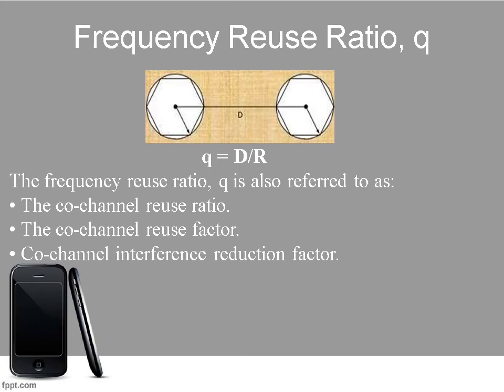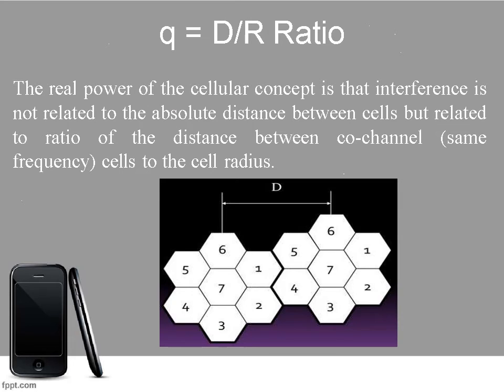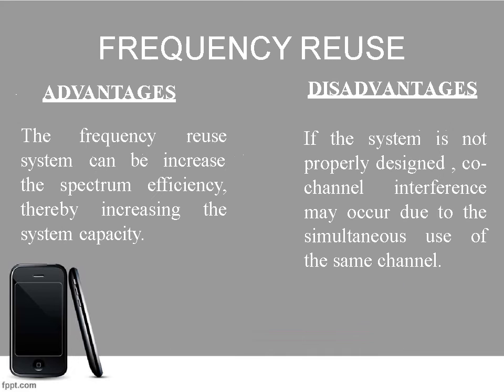So frequency reuse ratio Q. Q is given as D by R. Q is also referred to as the co-channel reuse ratio, the co-channel reuse factor, or co-channel interference reduction factor. So Q equal to D by R ratio is nothing but the real power of the cellular concept is that interference is not related to the absolute distance between cells but related to the ratio of the distance between co-channel, that is same frequency cells, to the cell radius.